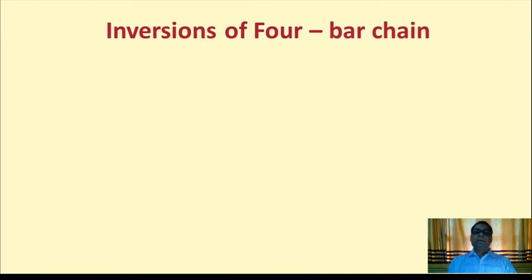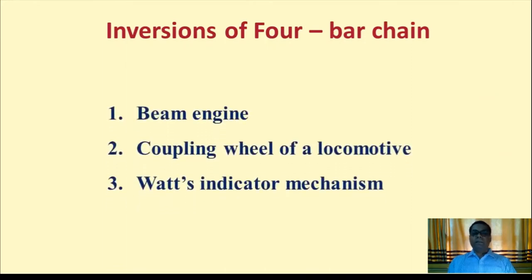Let us discuss the inversion of a 4-bar chain. The inversions are commonly known as beam engine, coupling wheel of a locomotive, and Watt's indicator mechanism. Although these are not the only three inversions, and there are many more, in today's video we are going to discuss these three inversions.